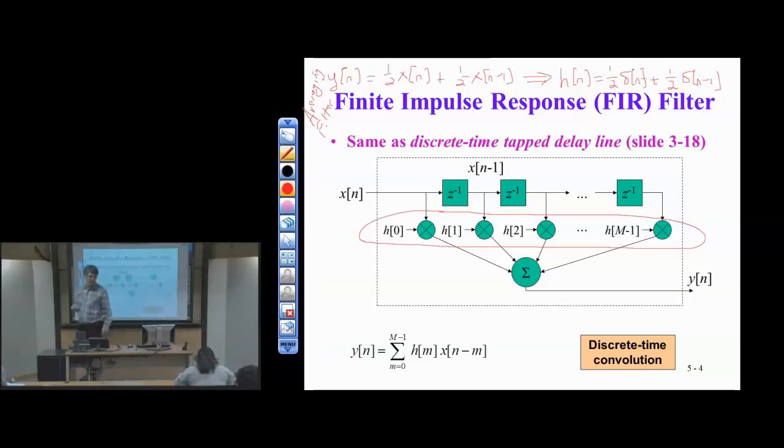What is h naught? Well, h naught is just a coefficient. H naught is 1/2. And what's h1? It's 1/2. So this averaging filter is a finite impulse response filter, and I can represent it as a tap delay line with one delay element and two coefficients, and the coefficients are 1/2 and 1/2.